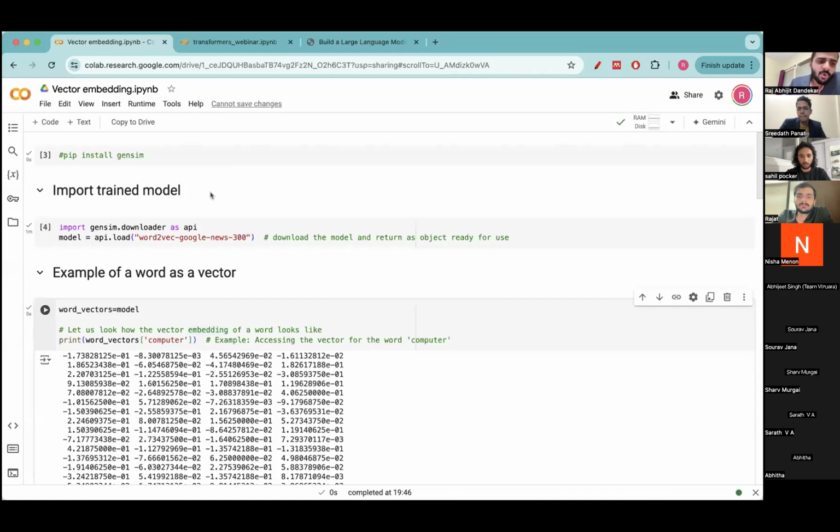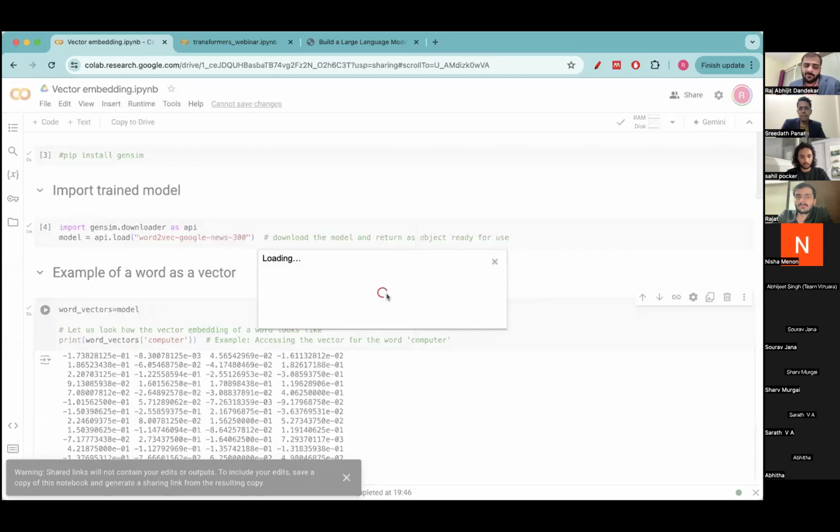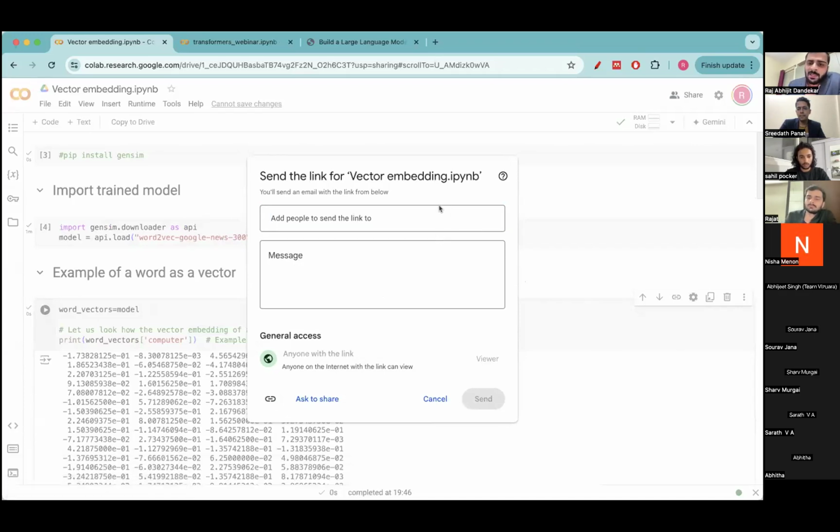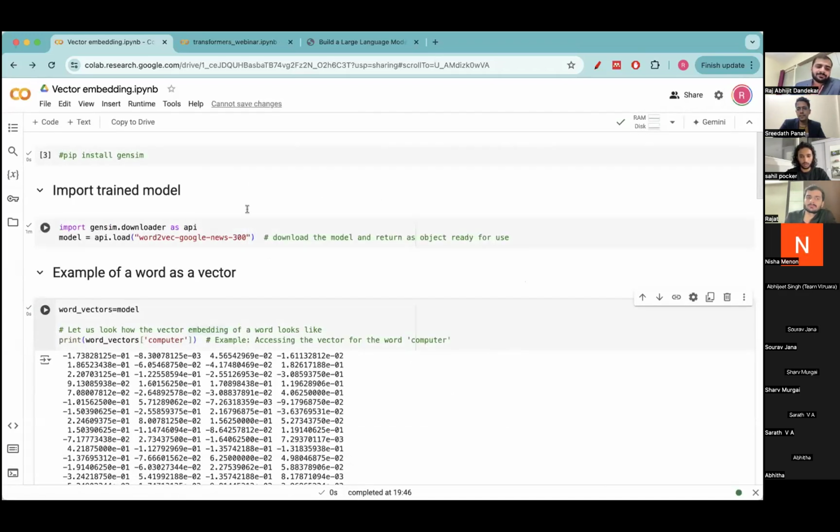Okay, so this is the Google Colab notebook for vector embedding. It's a pretty nice notebook, and I'll actually make this link public and share it with all of you in the chat right now so that you can also take a look along with me. So I've put it in the chat right now. Please click on this link and access it.